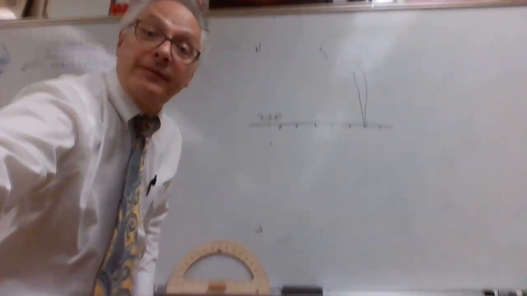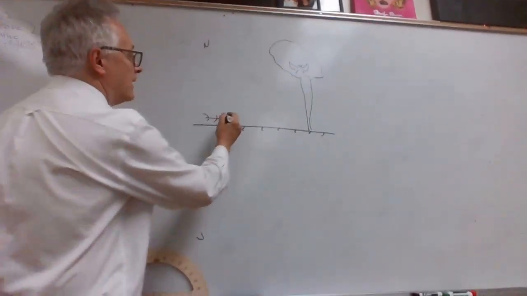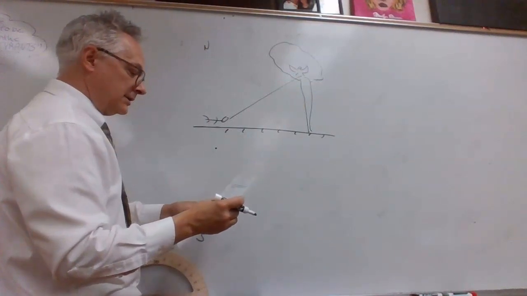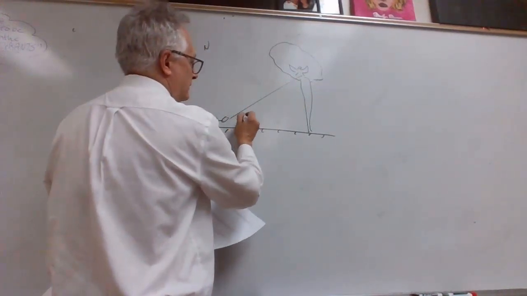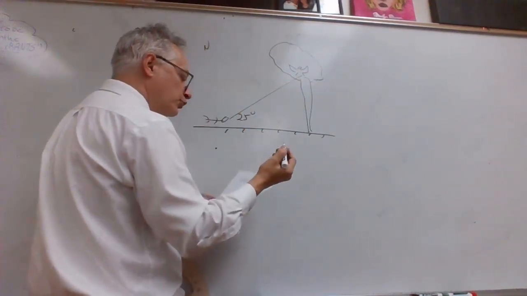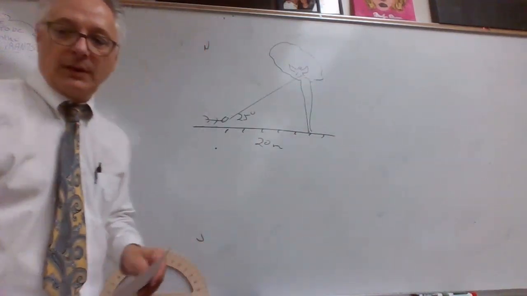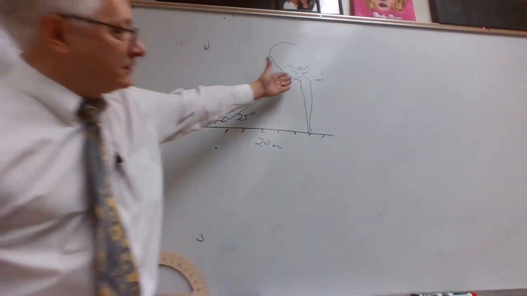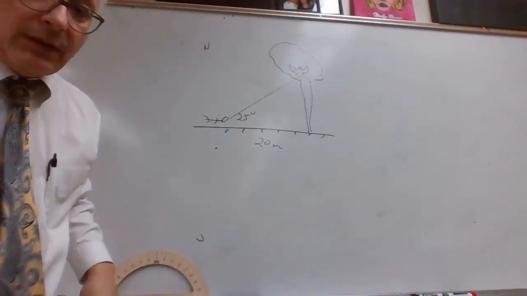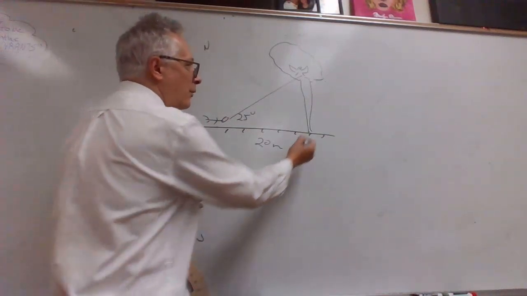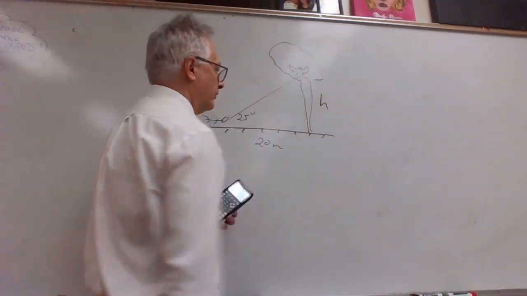But anyway, you're looking up at this bird at an angle of 25 degrees. This is not to scale, by the way. And you're 20 meters away from the base of the tree. So let's just assume that the bird is right in line with the base of that tree. And then we're going to have to say, okay, what relationship do I know? I want to get the height here.